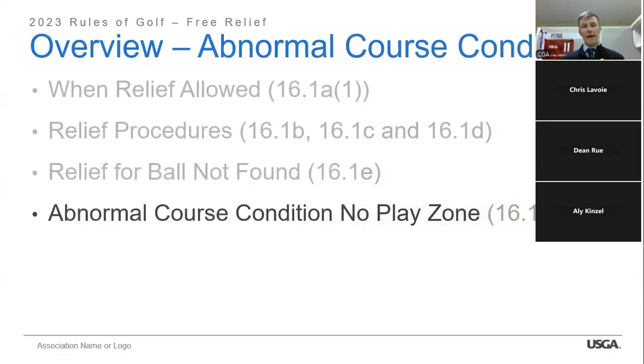Abnormal course conditions, what are they? I mentioned before, we have 4: animal holes, immovable obstructions, ground under repair, and temporary water. So those 4 are all treated the same way. In any of these examples we see, it doesn't matter if it's a puddle or a sprinkler head or a cart path, anything that fits one of those 4 is all going to be treated the same way under these next couple of rules.